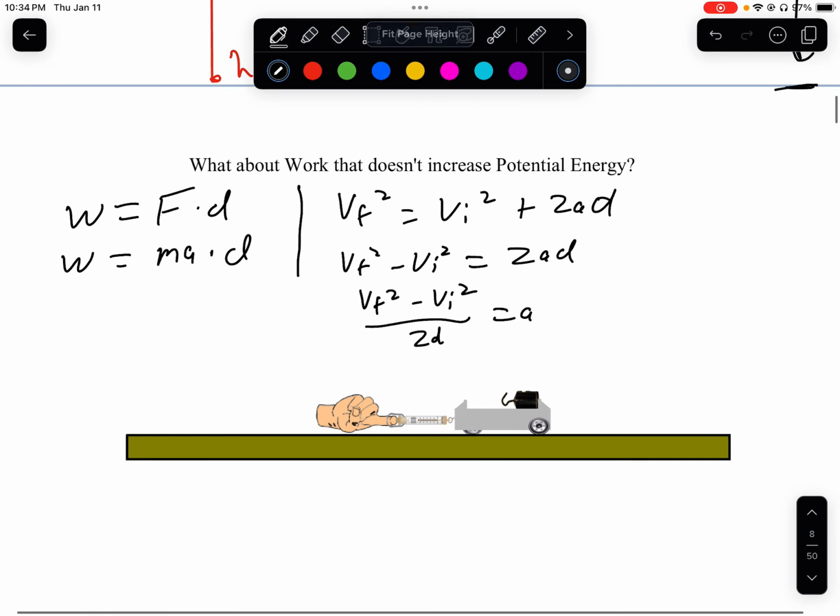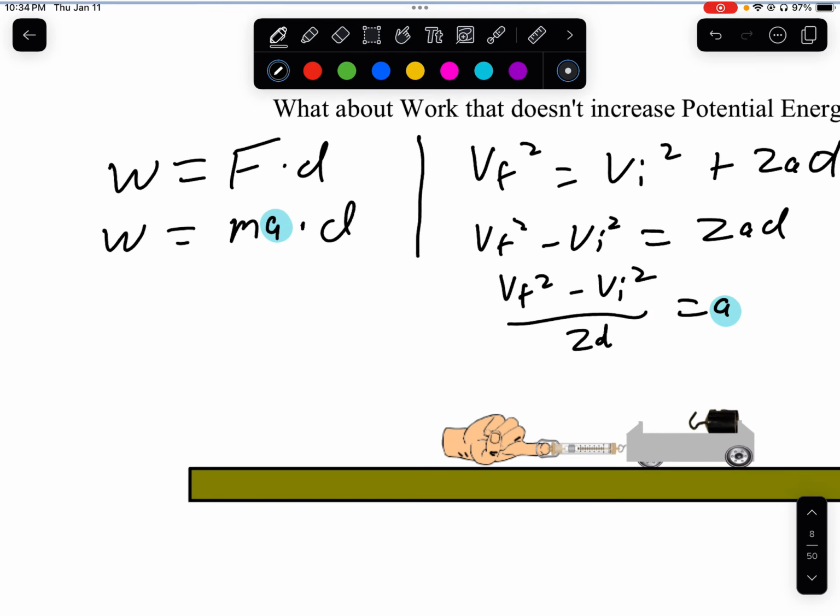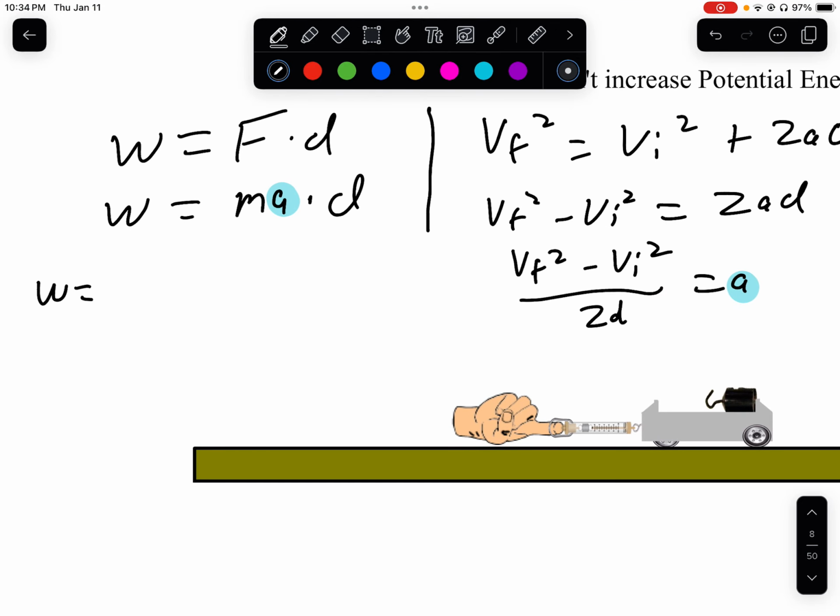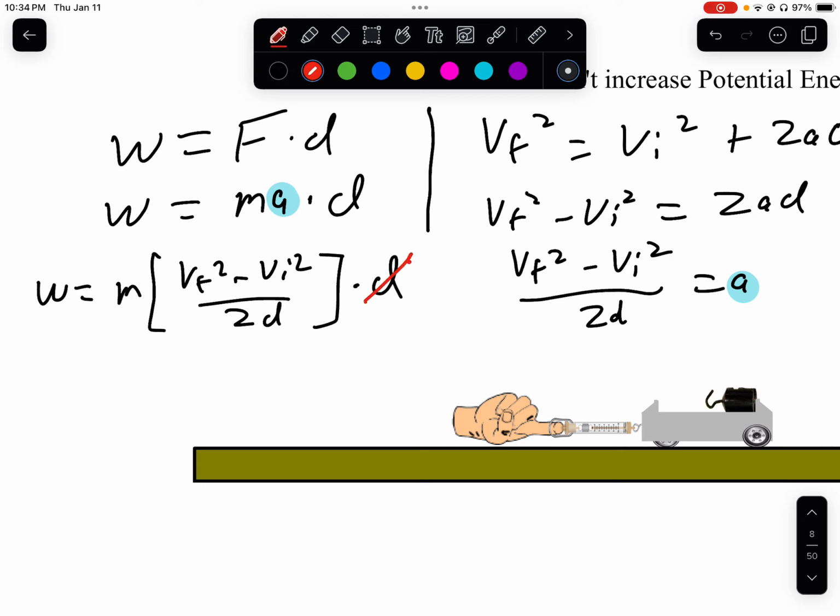Okay, I'm going to take this and substitute this expression into the acceleration over here. Now watch what happens when I do that. Work is equal to mass times VF squared minus VI squared over 2D, times D. Notice I now have a displacement D in the numerator and the denominator, so that factors out.